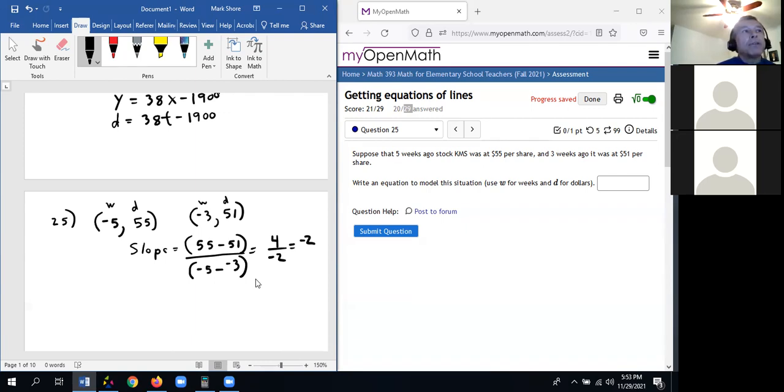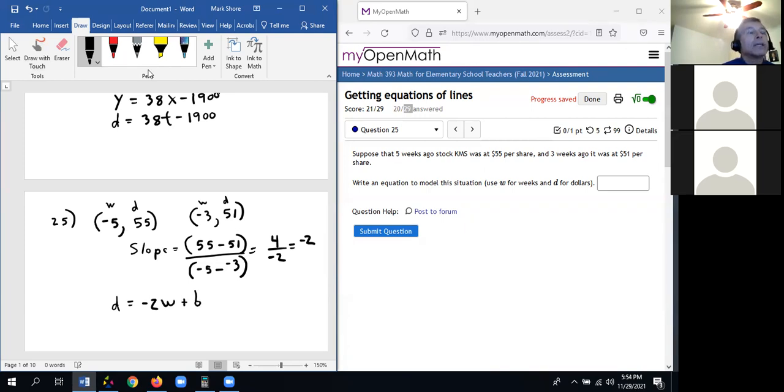So now what we have to do is get the whole equation, get the y-intercept. So at this point, we have this equation, y equals, or if you want to use the letters they're using, let's go ahead and use the letters they're using right off the bat. They're using D for dollars. So the dollar value of this stock is equal to the slope, -2, times the number of weeks plus the y-intercept.